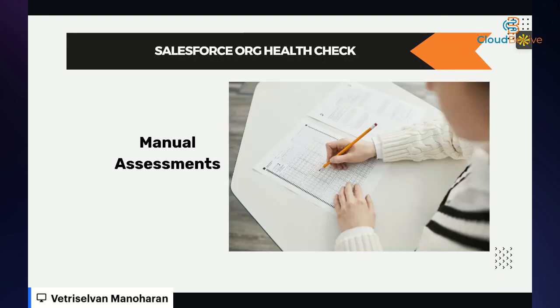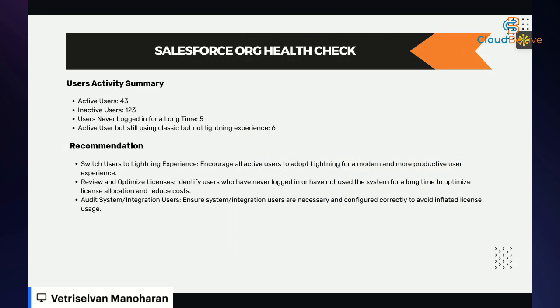Okay, some of the manual assessment, actually. When it comes to manual assessment, a lot of things. It's basically checking the user logins and stuff, and data quality, maybe, right? And if you see the user activity summary, there are like 43 users there, and they have almost 123 users inactive, and there are like 5 users who have never logged in for a long time. And there are certain users, 6 of them, who are active users, but they are not transitioned to Lightning Experience yet. They are still using Classic, actually.